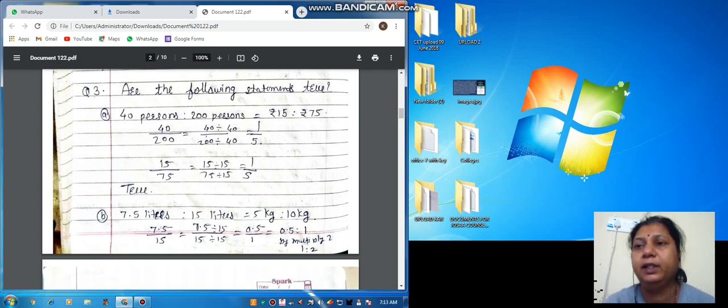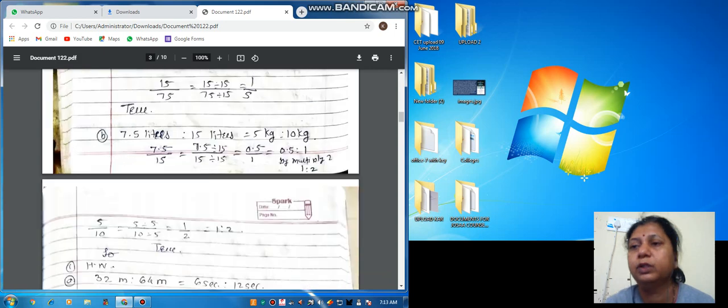7.5 liters and 15 liters equal to 5 kg as to 10 kg. So see here, 7.5 and 15. If we divide both by 15, we get 15 7s are 75, but there is a decimal here, so we have to write here 0.5 and 15 ones are 15. It is 0.5 as to 1. Okay, but if we multiply it by 2, we get 1 as to 2. Is it right? Multiply 0.5 by 2, we get 1.0, and 1 multiplied by 2 gives 2. So the ratio is 1 as to 2.